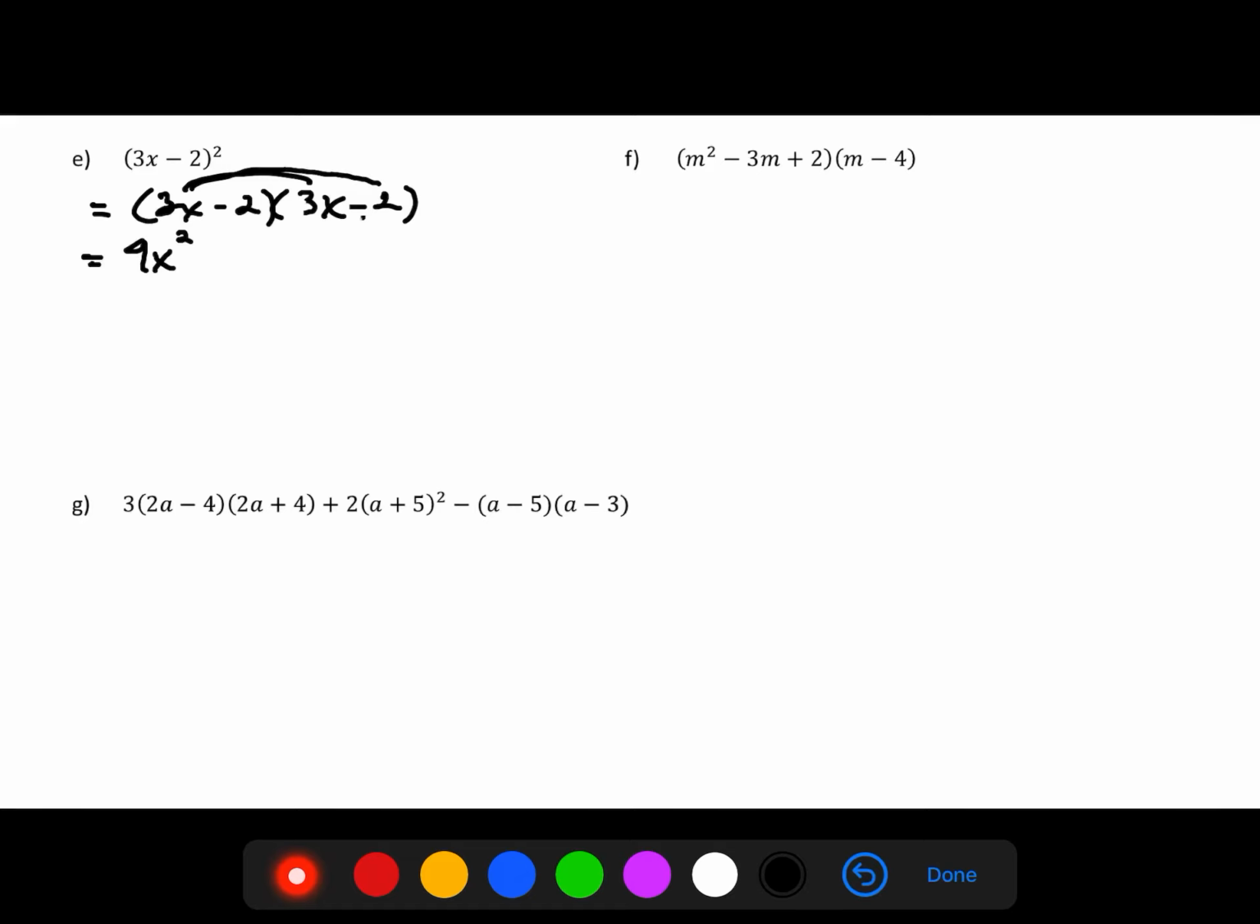Outside, and because of the minus 2, we're going to have minus 6x. Inside, again, minus 6x. And negative 2 times negative 2 gives us a positive 4 at the end. Combining our inside or our like x terms, we have minus 12x. So our final answer here is 9x squared minus 12x plus 4. Again, we can go straight to here to simplify.